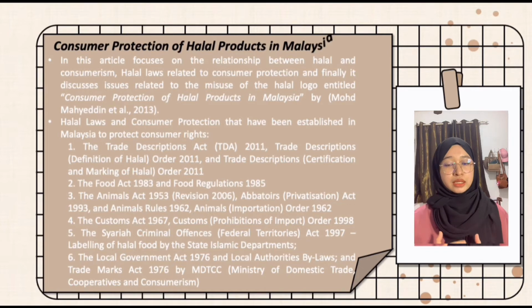Third, the Animals Act 1953 (Revised 2006), Abattoir Privatization Act 1993, Animals Rules 1962, and Animals Importation Order 1962 regarding animal rearing and disease control by the Department of Veterinary Services, DVS. Fourth, the Customs Act 1967 and Customs (Prohibition of Import) Order 1998 regarding the import of halal meat by the Royal Malaysian Customs. Fifth, the Sharia Criminal Offences (Federal Territories) Act 1997, labeling of halal food by the State Islamic Department. And lastly, the Local Government Act 1976 and Local Authorities By-Laws and Trademarks Act 1976 by MDTCC.